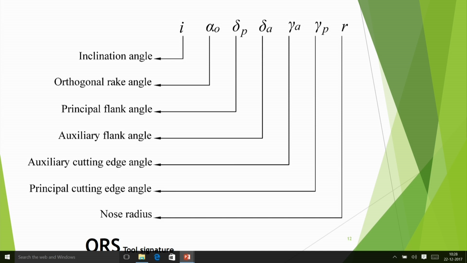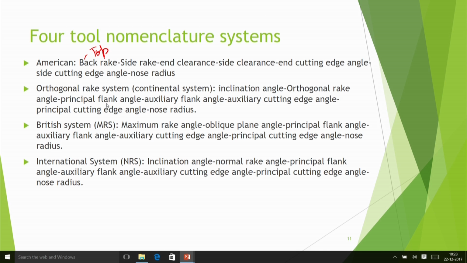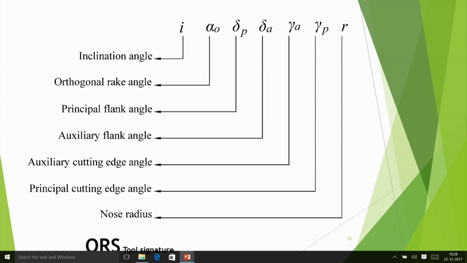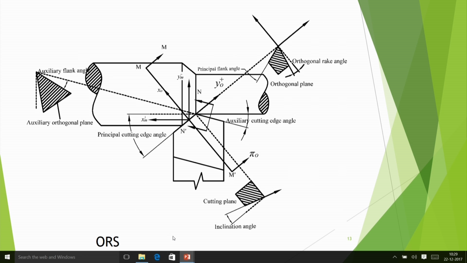So here in ORS system again tool signature is like this. This is we have got inclination angle. So I am showing you here. Let me just move my cursor up. Here this is I, inclination angle I. Then we have orthogonal rake angle. Then we have principal flank angle denoted by delta P. Then we have auxiliary flank angle denoted by delta A symbol. Auxiliary cutting edge angle. Then principal cutting edge angle, that is main cutting edge, and then you have got nose radius. So this is in ORS system.